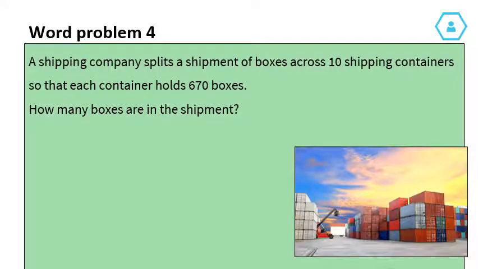Okay, word problem number 4. A shipping company splits a shipment of boxes across 10 shipping containers so that each container holds 670 boxes. How many boxes are in the shipment? Okay, well, this seems very similar to our first problem, doesn't it? We've got some boxes, they're being split across containers. I've got the word split here. Oh, must be a division problem.